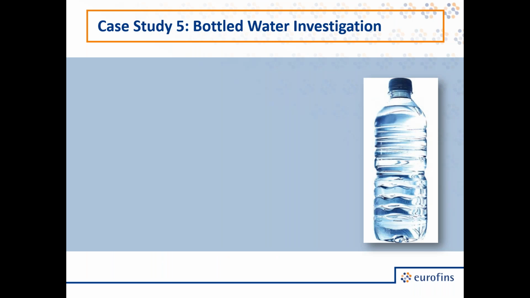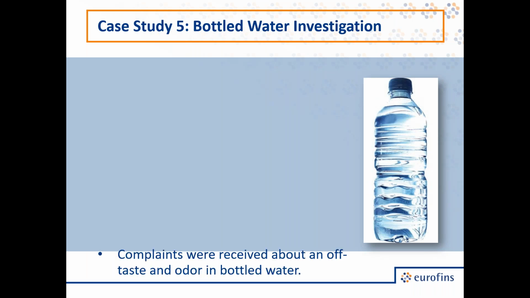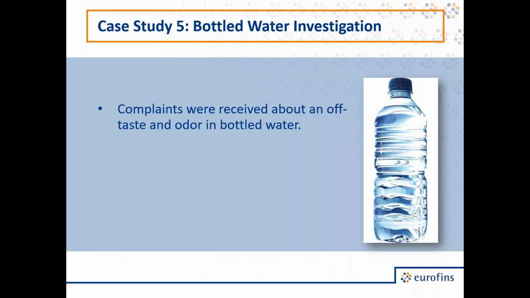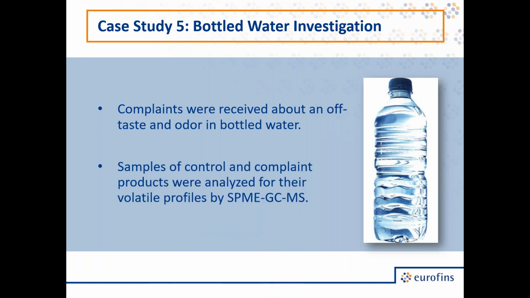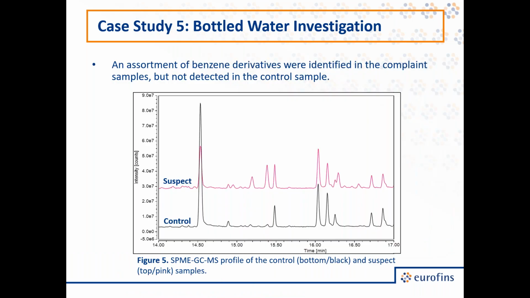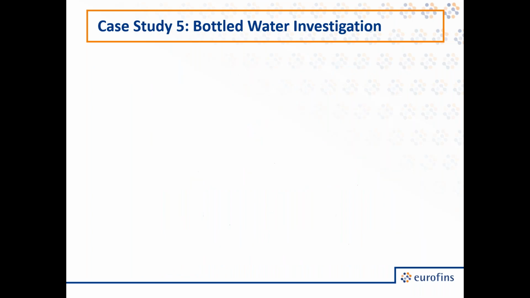Thank you, Dr. Lilly. So our next case study is looking at some bottled water samples. So complaints were received about an off taste and off odor in bottled water that was described as very chemical-like and sharp. So we received samples of these complaint samples along with control samples for comparison. So what we found for that, there were an assortment of benzene derivatives in the complaint sample that were not found in the control, and these included things like ethyl dimethylbenzene along with tetramethylbenzene.